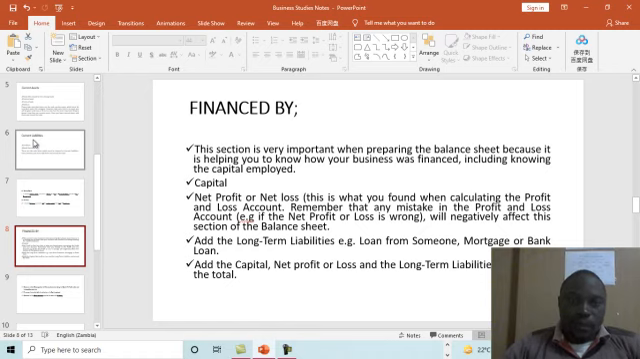So, when you are making entries under this section of the balance sheet, you start by indicating the capital of the business. After you've indicated the capital, bring the net profit or net loss. Remember, this net profit, we found it when we calculated the profit and loss account. But you must be warned that you have to be careful. You have to be very careful with your entries in the profit and loss account, because any mistake that you are making will seriously affect this aspect.